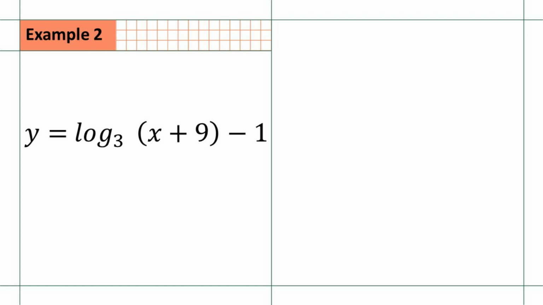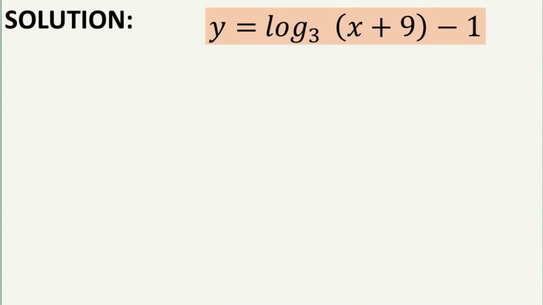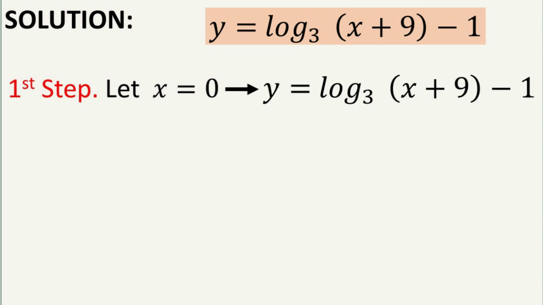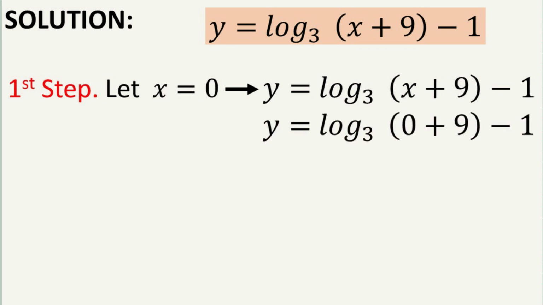So we have y equals the logarithm of the quantity x plus 9 to the base 3 minus 1. First step, let x equals 0. So I replace x with 0. Thus, we have y equals the logarithm of the quantity 0 plus 9 to the base 3 minus 1. 0 plus 9 equals 9. So, y equals the logarithm of 9 to the base 3 minus 1.